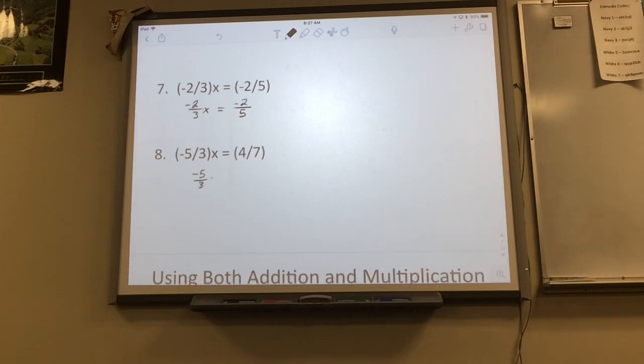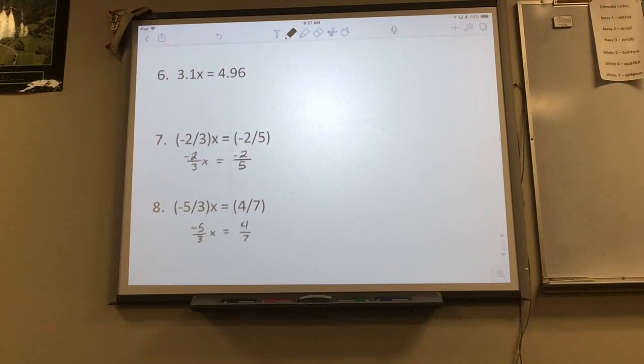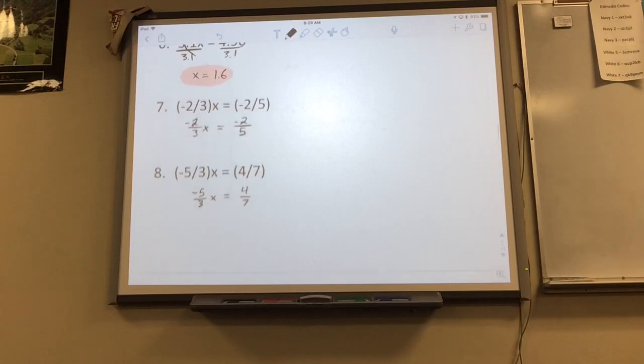No, I'm just writing these out. So you all try and work all 3 of these out for me. Okay, let's work out these next 3. So x is being multiplied by 3.1, so we're going to divide by 3.1. You should be done with this problem. So what does x equal? 1.6. Good.